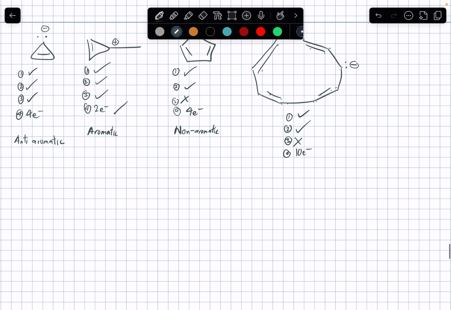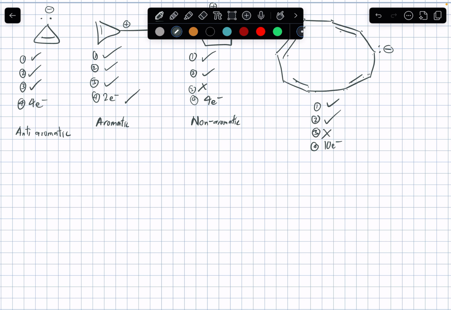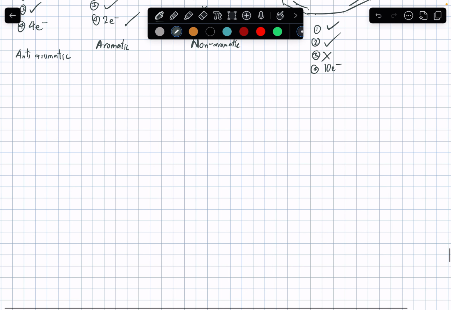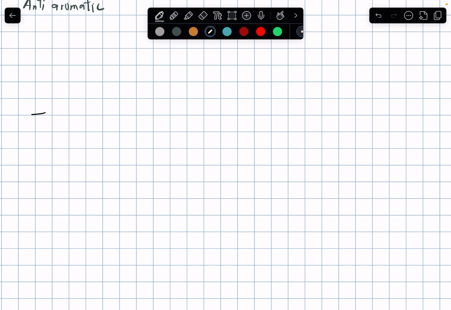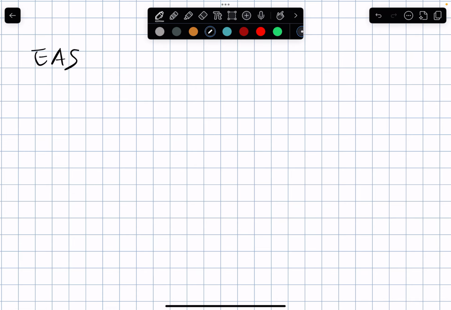In the meantime, while we're waiting for an answer, let's go to the next chapter. EAS, short for electrophilic aromatic substitution. EAS is the characteristic reaction of benzene. So, for the most part, in general, you will see this in all reactions. A hydrogen atom is replaced by an electrophile. Okay?